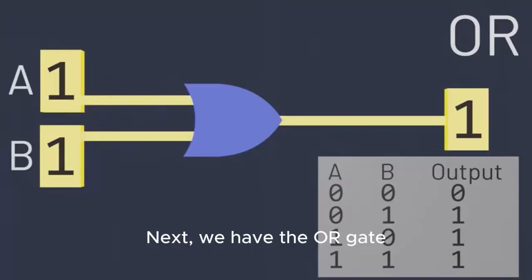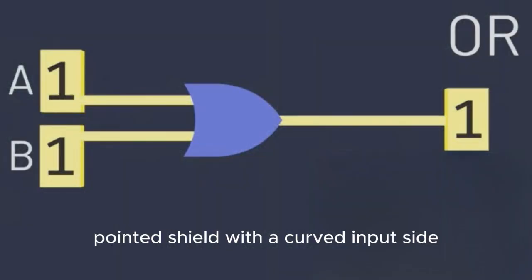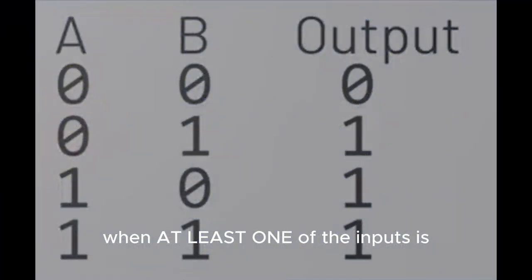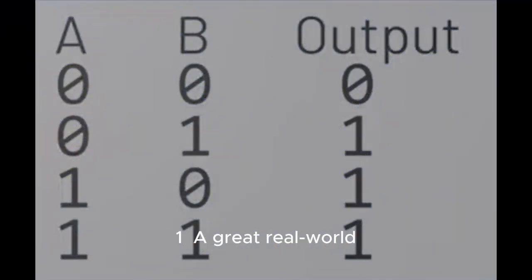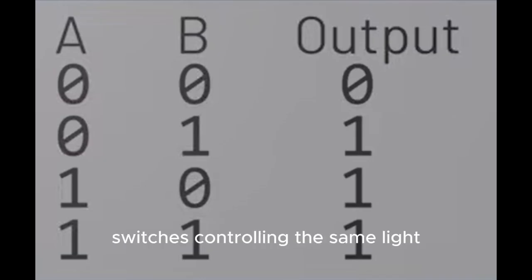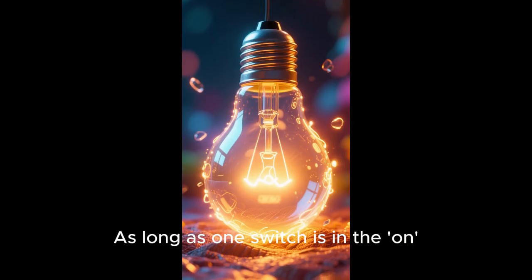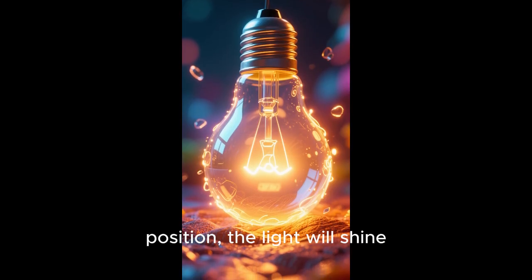Next, we have the OR gate. This one is shaped like a pointed shield with a curved input side. Its rule is that the output is 1, or true, when at least one of the inputs is 1. A great real-world example is a room with two light switches controlling the same light. You can flip either switch to turn the light on. As long as one switch is in the on position, the light will shine.